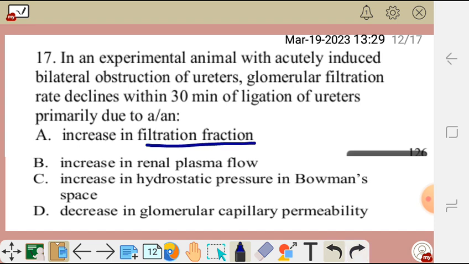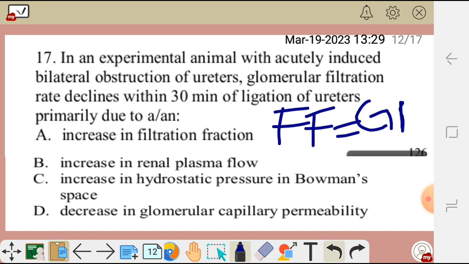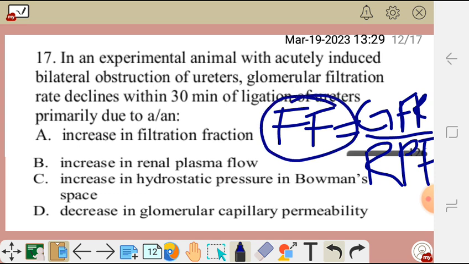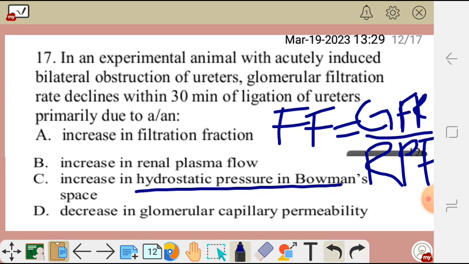Our filtration fraction won't increase. Why? Because filtration fraction is equal to GFR, which is glomerular filtration rate, over our renal plasma flow. Okay, so this guy won't be increased. Why? Because this glomerular filtration rate is going to be reduced by the hydrostatic pressure. Okay, so hydrostatic pressure in the Bowman's space is going to reduce that guy on top there. So meaning this will reduce, not increase.